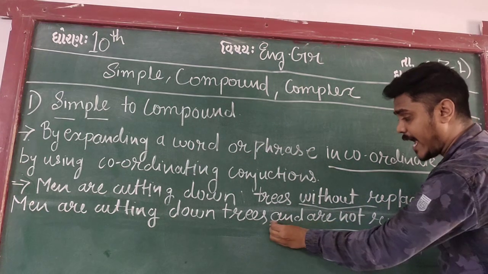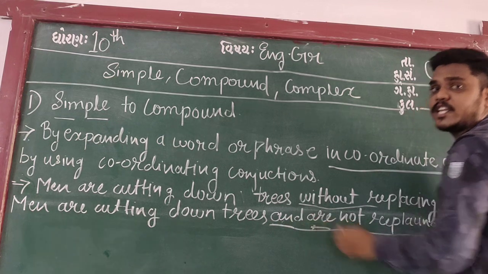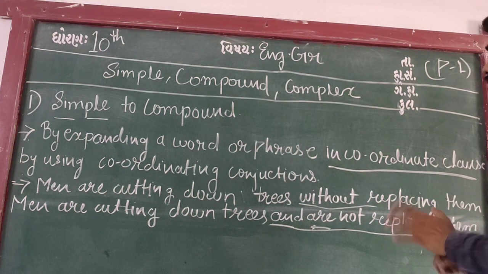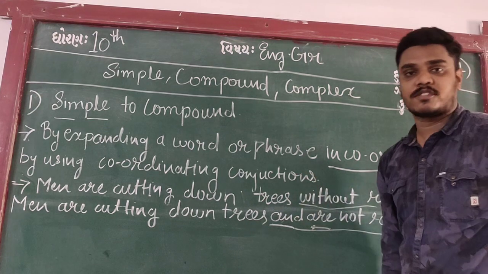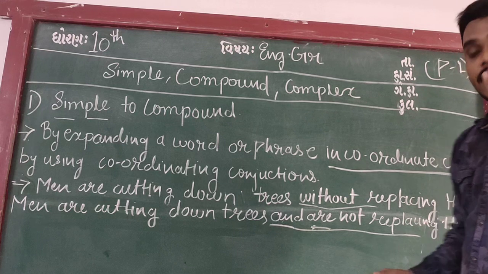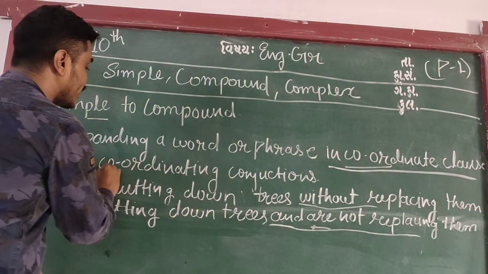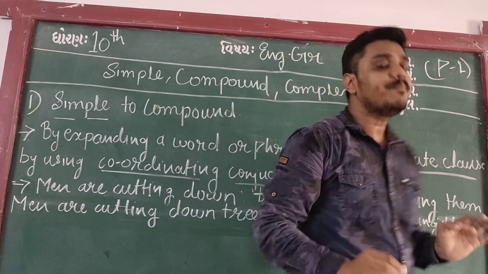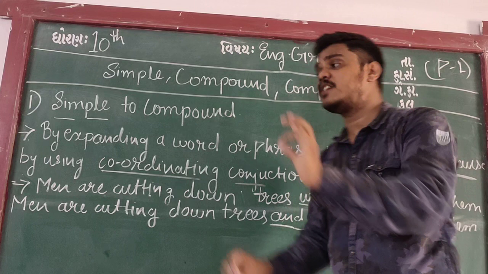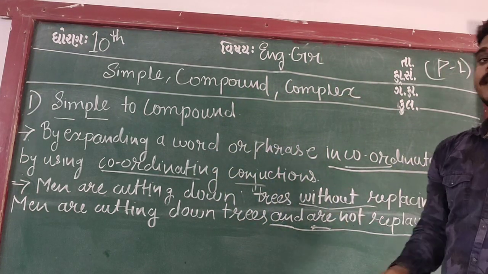And and are, these are coordinate clauses we can say. Because of this, the sentence becomes a compound sentence. This is the most important thing you have to consider. You have to memorize that we must use coordinate clauses and coordinate conjunctions. The clauses should be dependent only, not independent.